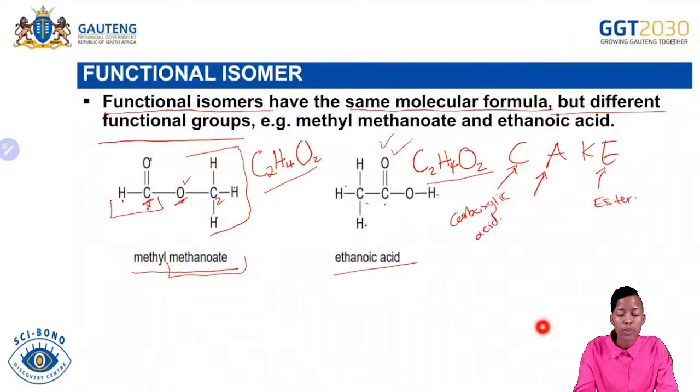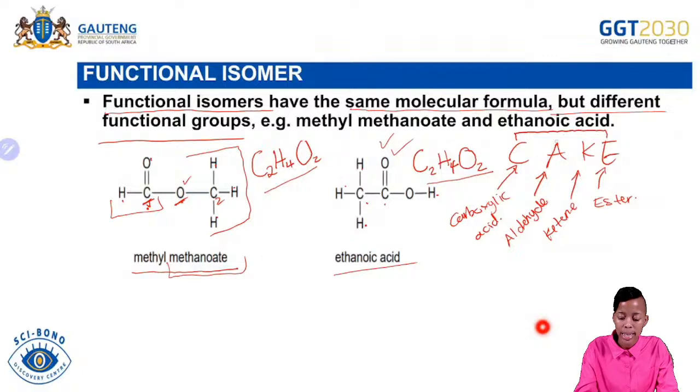Then another example of a functional isomer: if you are given an aldehyde, then you will have to give a ketone. So a carboxylic acid goes hand in hand with an ester. An aldehyde goes hand in hand with a ketone. If you are given a carboxylic acid, you'll have to give an ester. If you are given an ester, you'll have to give a carboxylic acid. If you are given an aldehyde, you'll have to give a ketone, or if you are given a ketone, you will have to write or draw an aldehyde.